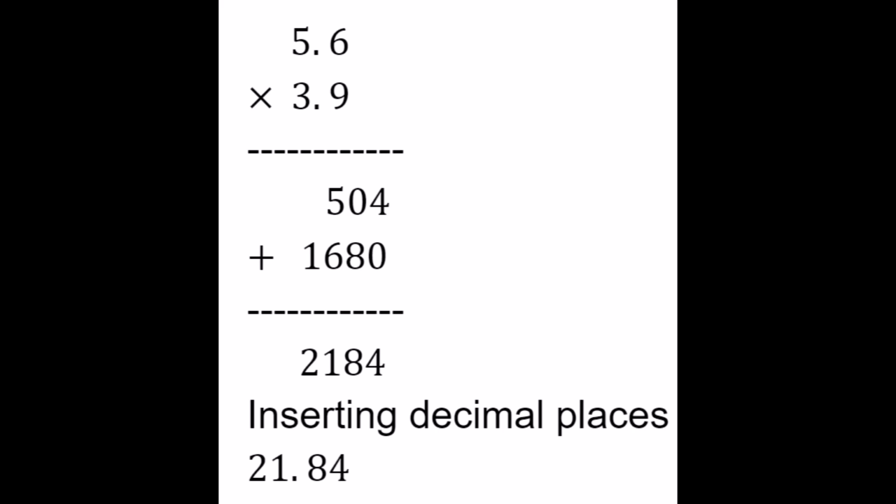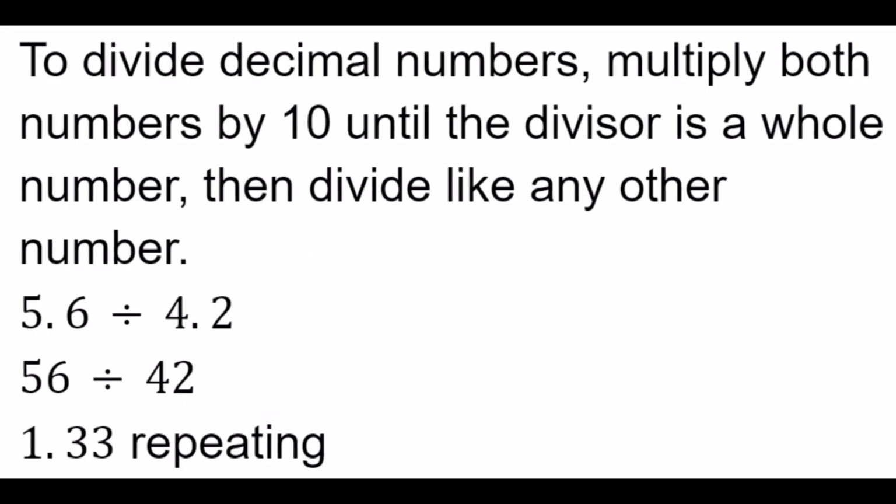Multiplying while disregarding the decimal points, you get 2,184. Inserting two decimal places, one for the one decimal place in 5.6 and one for the one decimal place in 3.9, you get 21.84.